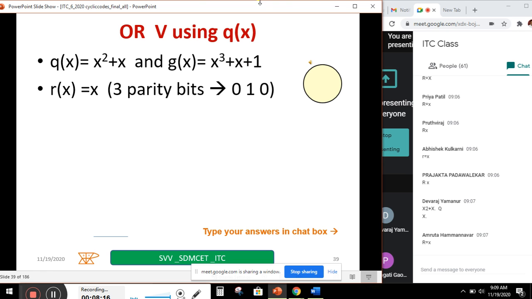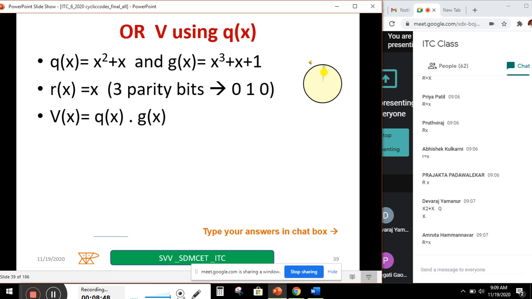Using q of x, how are we going to write? Q of x equal to x square plus x, and g of x is x cube plus x plus 1, it is given. R of x equal to 3 parity bits 0, 1, 0. Now what you have to do? You have to write down v of x equal to q of x into g of x. I want all of you to multiply. Write down your answer in the chat box in terms of zeros and ones. Take 2 minutes.